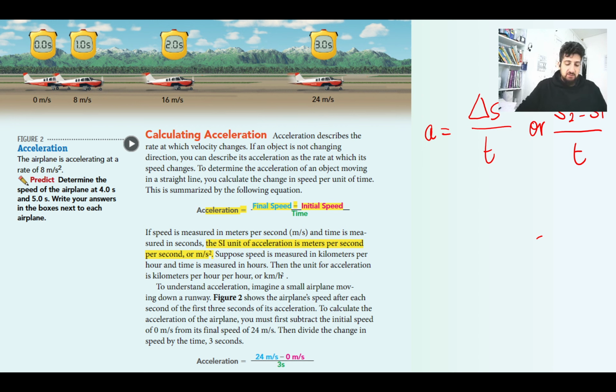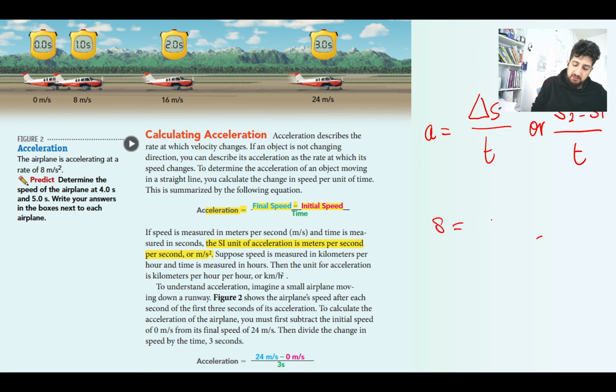So if the speed is measured in meters per second, as is the case here, and the time is measured in seconds, the standard international unit for acceleration is meters per second per second. Okay, now why is that? Let me just explain it very quickly.